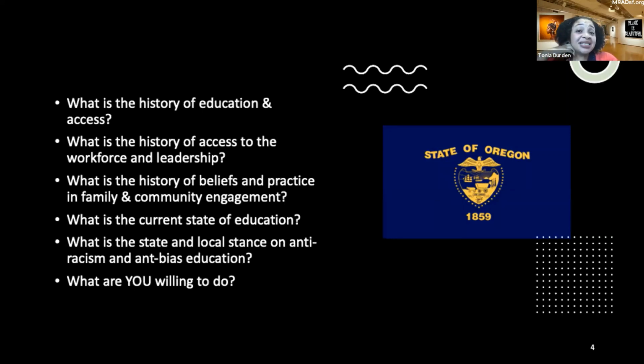Also, what is the current state of education? We're going to talk a little bit about the data, because it's very important to look at the data. What does the data say? Not how we feel and how we think things are going, but what does the data tell us about how we are truly creating equitable or not equitable spaces in classrooms? And then, what is the state and local stance on anti-racism and anti-bias education?